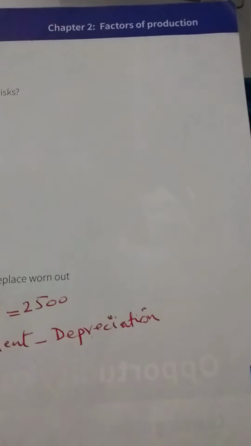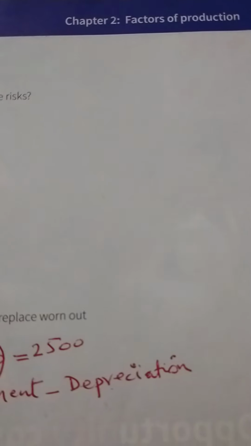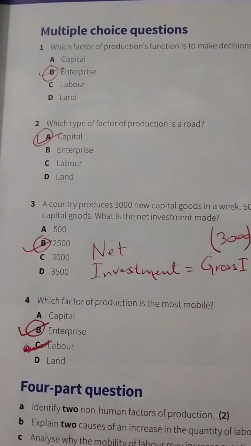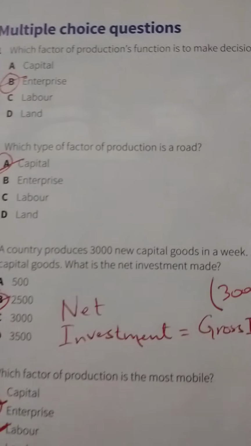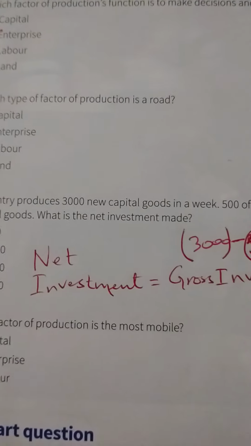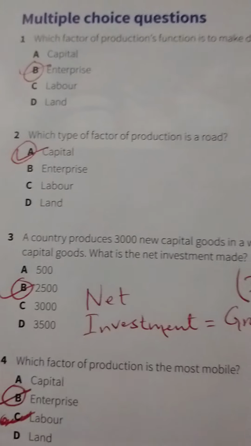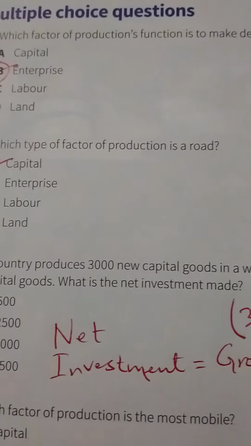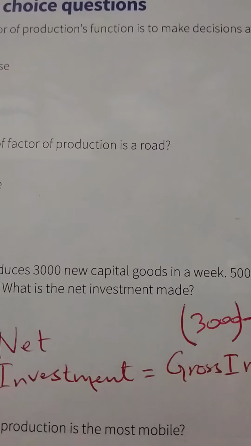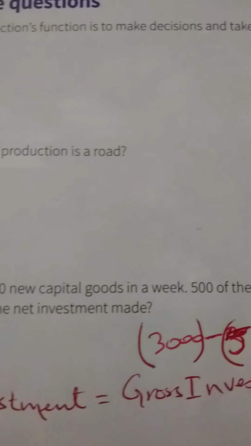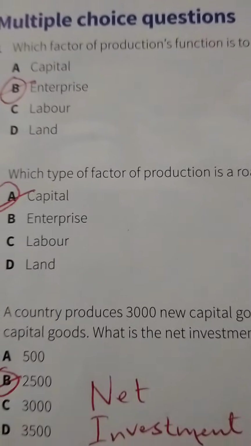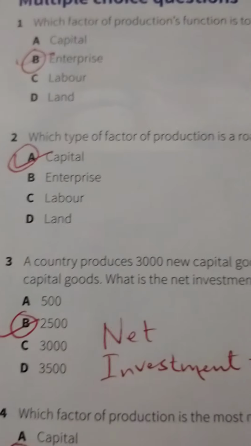Okay, now we are at chapter 2, Susan Grant, factors of production. And there are 4 factors of production: land, labor, capital, and enterprise. These are the multiple choice questions, and the page is page 15. So the first question says, which factor of production's function is to make decisions and take risks? Very straightforward. It is the entrepreneur or the enterprise.